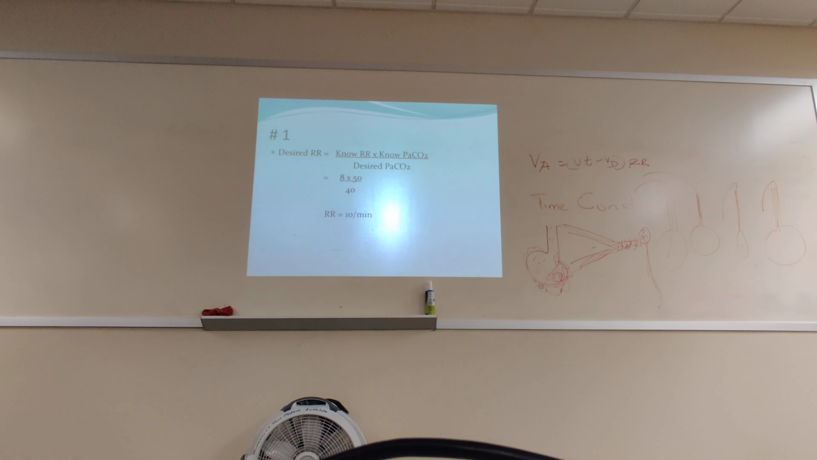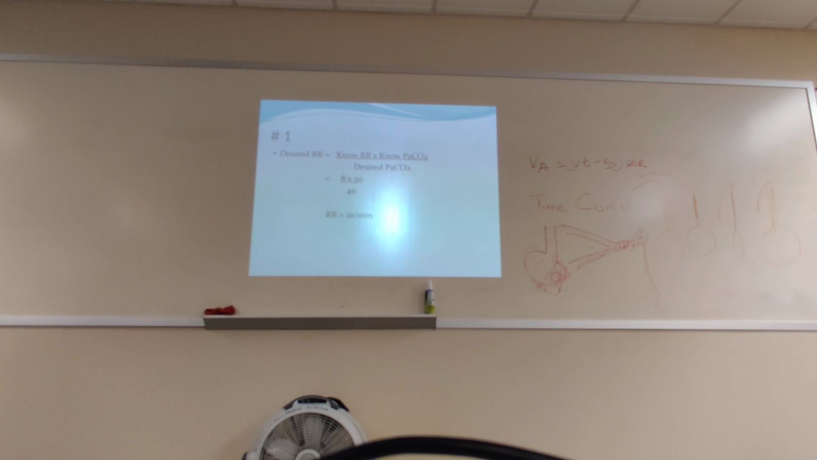And then divided by what I want the CO2 to be, which is 40. So that will give me a rate of 10. So if you go back here, if I increase my respiratory rate on the ventilator to 10, then that will bring my CO2 down to 40. That's what we're saying.